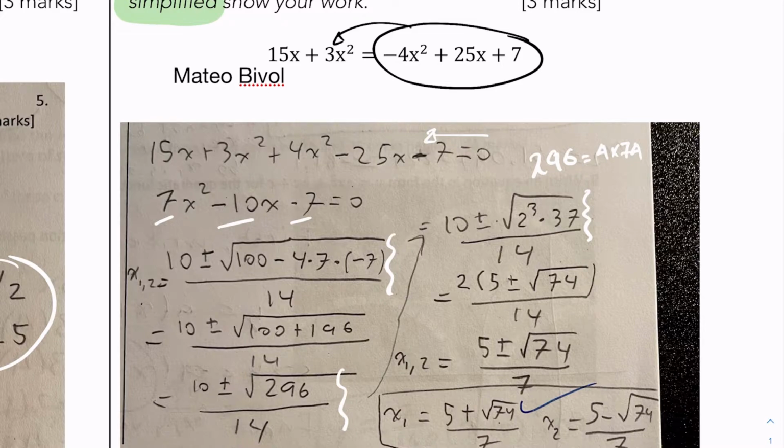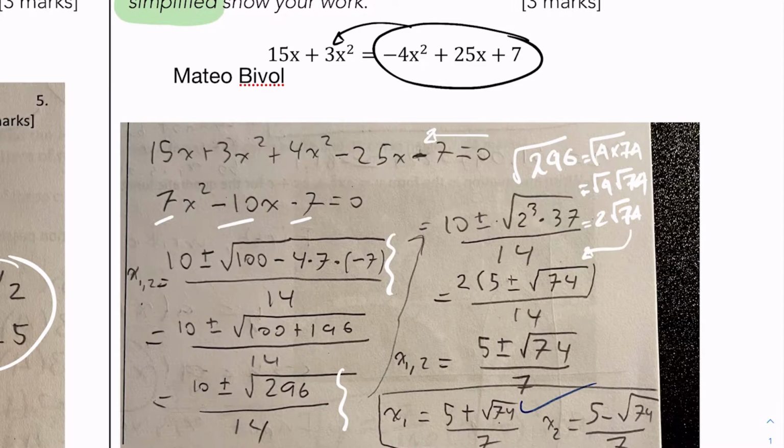And there's a few things going on over here in this step, but I'll explain. So 296, as a square root, is the square root of 4 times 74, which is also going to be equal to the square root of 4 times the square root of 74, which is equal to 2 times root 74, and that brings us over here.